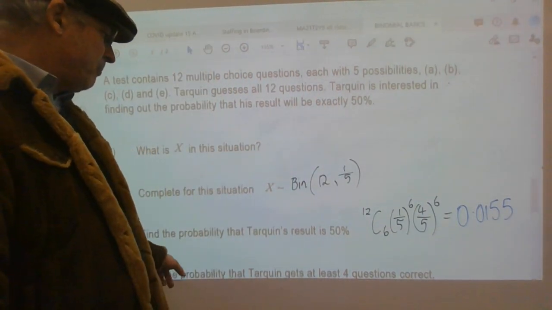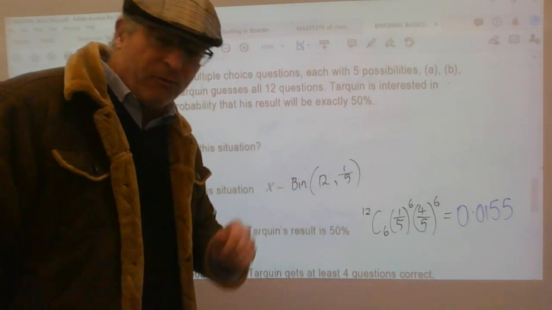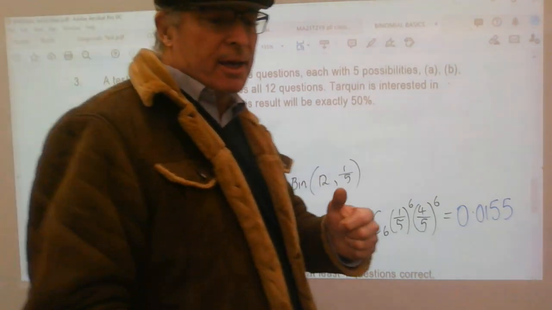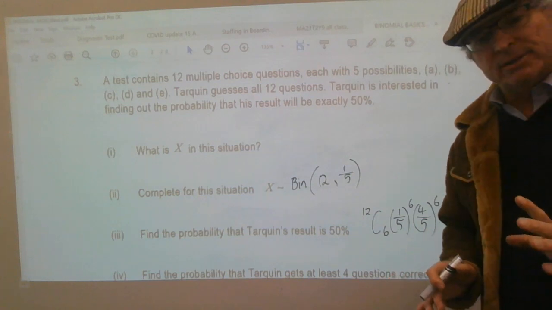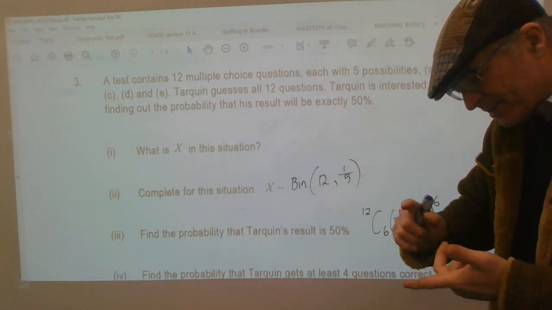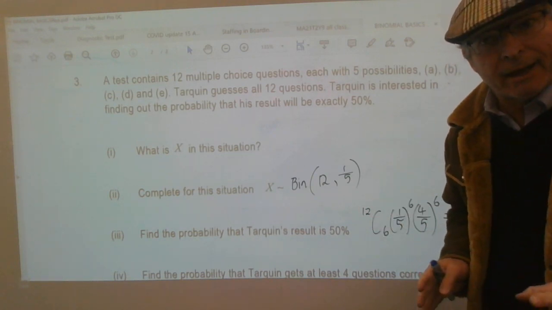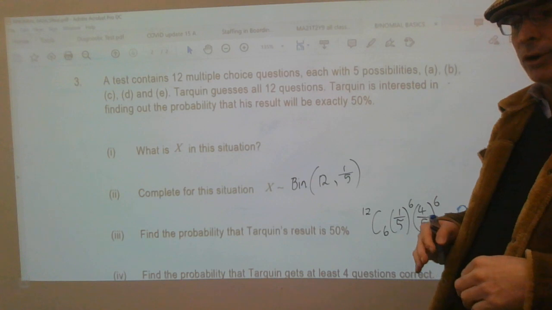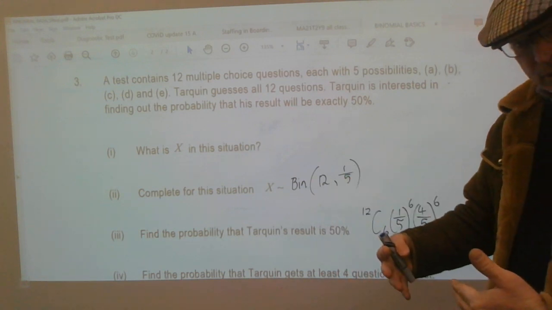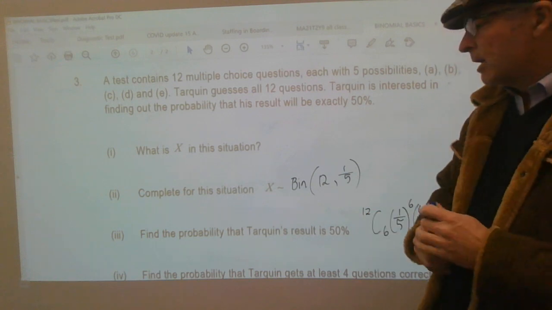Okay, find the probability that Tarquin gets at least 4 questions correct. Now, at least 4 questions means that he could get 4, 5, 6, 7, 8, 9, 10, 11, 12. I don't want to work all of them out. I'd rather work 1 minus the opposite. Whenever I see at least, I think do 1 minus the opposite.